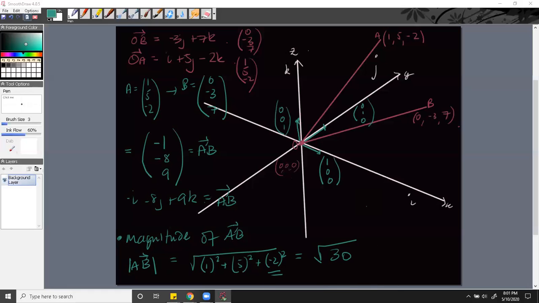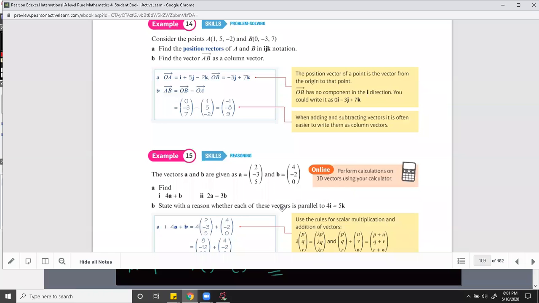So let's go and have a look at the example in the book. I'm just going to get rid of that. Okay, so have we worked out, find the vector AB as a column vector? Well, they've done OB minus OA, so OB is obviously 0, minus 3, 7, because you haven't got an i value. Minus 1, 5, minus 2 is minus 1, minus 8, and 9. So that's basically another way of working it out. Okay?